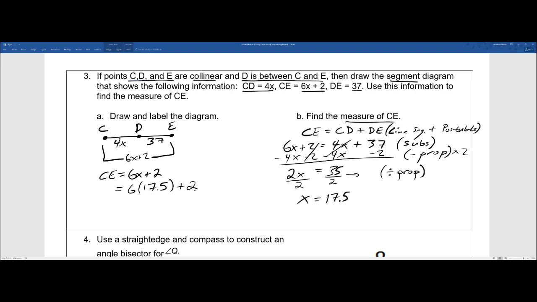Let's see, 17.5 times 6, 105. Okay, so we get 105 from there, plus the 2, and we're going to get our final actual answer. CE equals 107. That is our answer, okay, and that is for part B over here, okay?